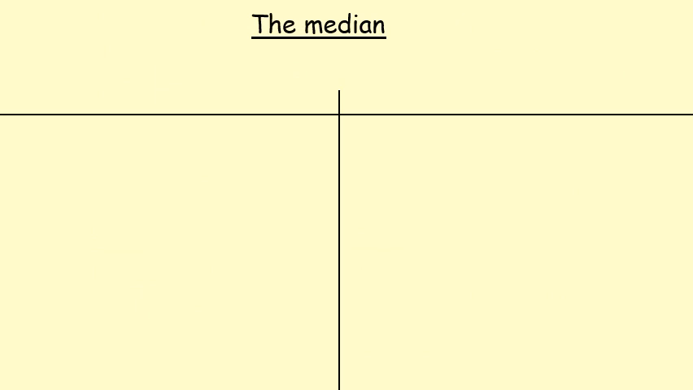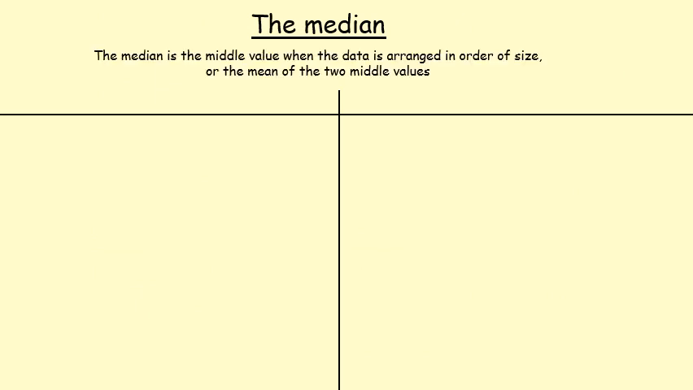Okay, the next type of average we're going to look at is the median. So the median is the middle value when the data is arranged in order of size, or the mean of the two middle values. We'll look at two examples explaining what exactly this is talking about.